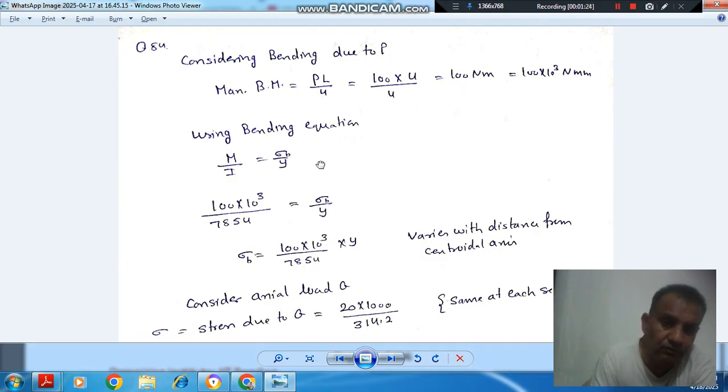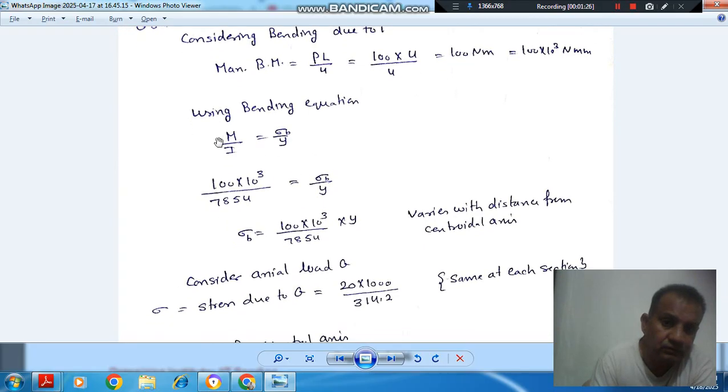Now using the bending equation we can find the bending stress. So M by I is equal to sigma B by Y. Y is the distance from the neutral or centroidal axis. It would be the neutral axis if Q is not there, but now it is not the neutral axis, so we will call it the centroidal axis. So Y is the distance from the centroidal axis.